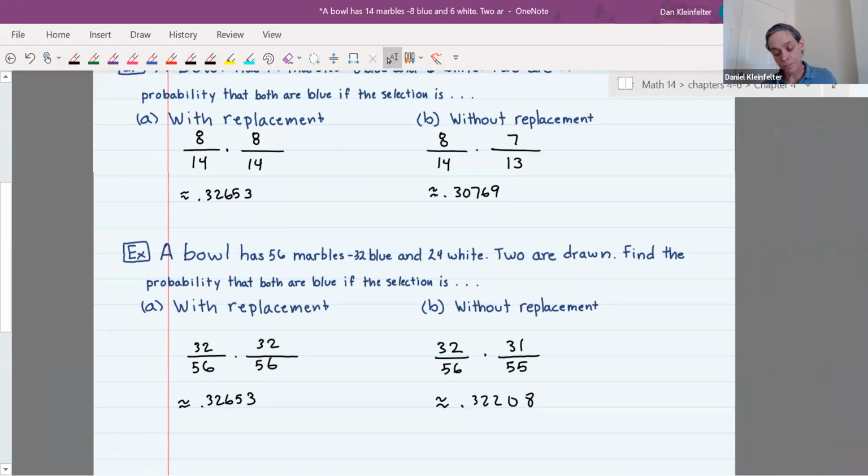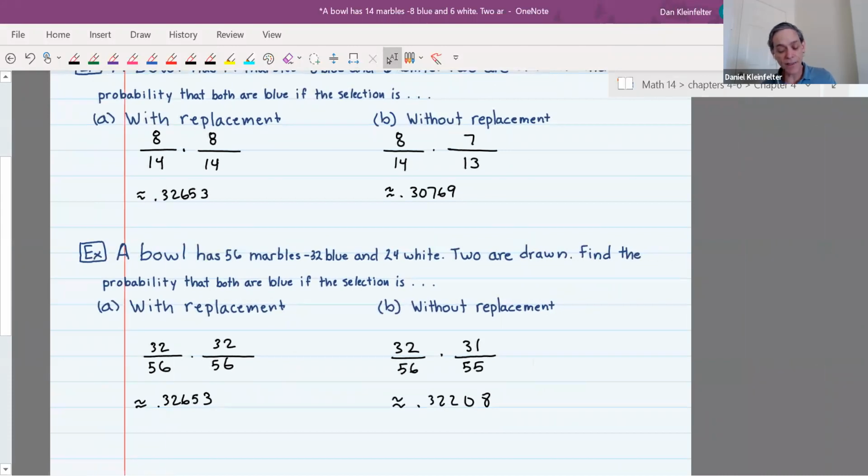So the takeaway here is that the difference between doing it with and without replacement is going to be more significant when the population is smaller. Our sample size was only 2. It was 2 out of only 56 marbles in the second case. And so the difference between doing with and without replacement was smaller.